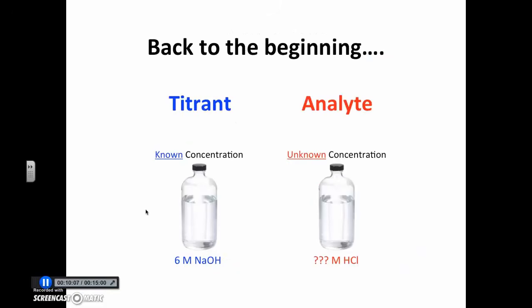So just to review, we had a titrant of known concentration, and we had an analyte of unknown concentration. And by doing a titration and keeping track of how much titrant it took to change that color, we were able to determine that we had a 2.7 molar solution of hydrochloric acid.